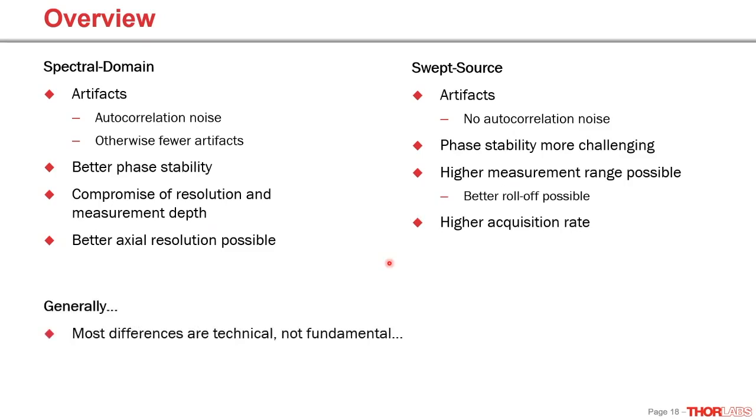However, most of these differences are rather technical and not really fundamental, maybe with the exception of the finite pixel sizes in SD systems, which cause some 4 dB roll-off. And so as technology develops, things may change in these regards. So these are all typical scenarios, but not fundamental scenarios. Most of the stuff that's possible with spectral domain is also to some extent possible with swept source.